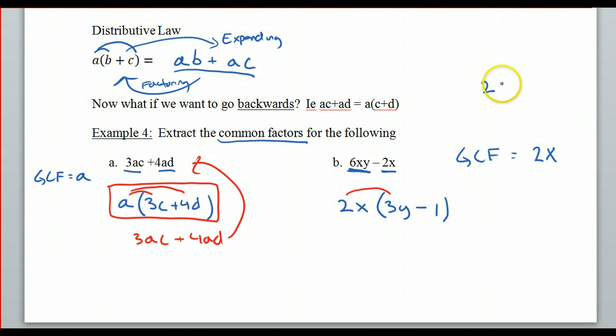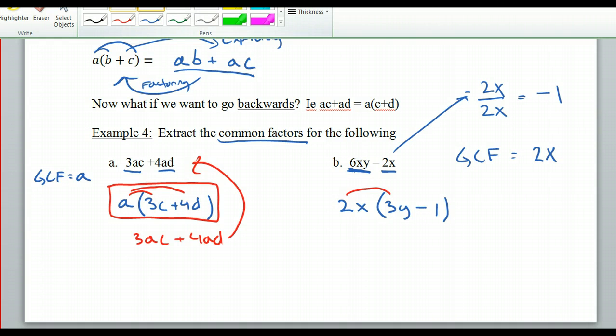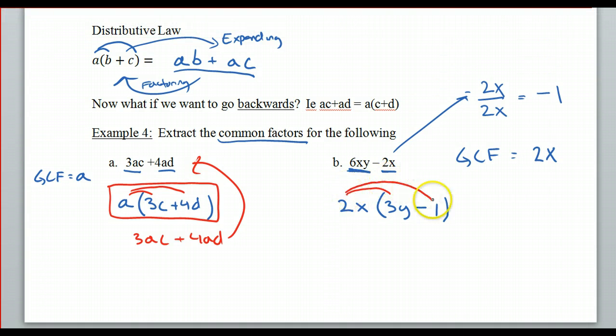So it's going to be negative 2x divided by your greatest common factor, which is 2x, and I'm left with a negative 1. Okay, let's check it to make sure we're correct. So I'm going to distribute this back in. 2x times 3y is 6xy. Okay, that one is correct. That's right there. And then 2x times negative 1 is negative 2x. And that's what we had here, which means we are correct.